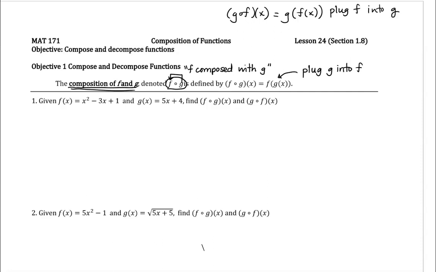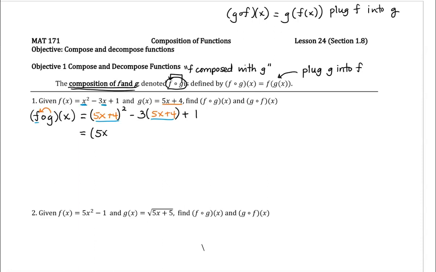Example 1, we have two functions, f of x and g of x. The first thing we want to find is f composed of g of x. This means that everywhere there is an x in the function f of x, I'm going to take that x and replace it with the function g. So instead of x squared minus 3 times x plus 1, I have written a blank set of parentheses for everywhere that there was an x in the first function f. And now we're going to take the second function g and plug that into all of those parentheses. Now I'll go ahead and start simplifying this.